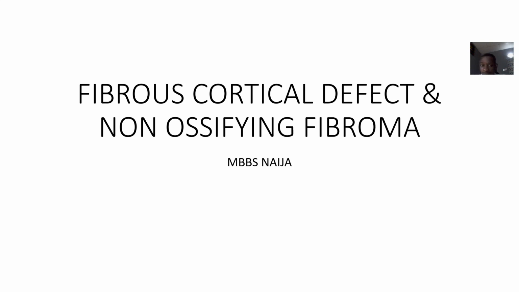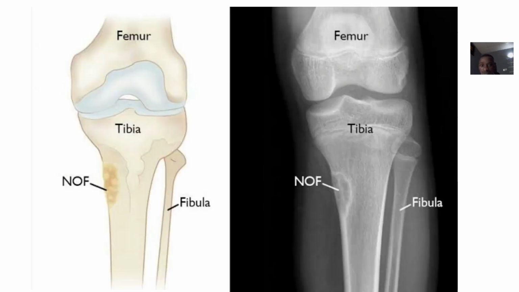For the next question, we'll look at what is known as a fibrous cortical defect and non-ossifying fibroma. Okay, fibrous cortical defect and non-ossifying fibroma. So it's just like we're discussing two conditions in one video. Okay, so let's do justice to this.